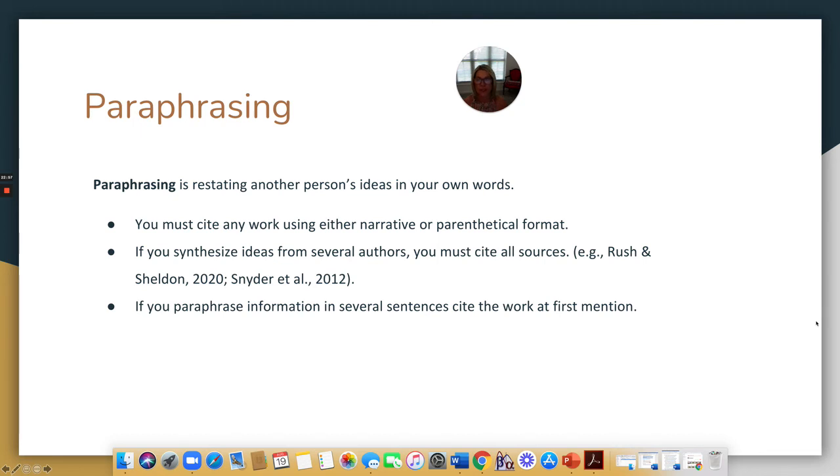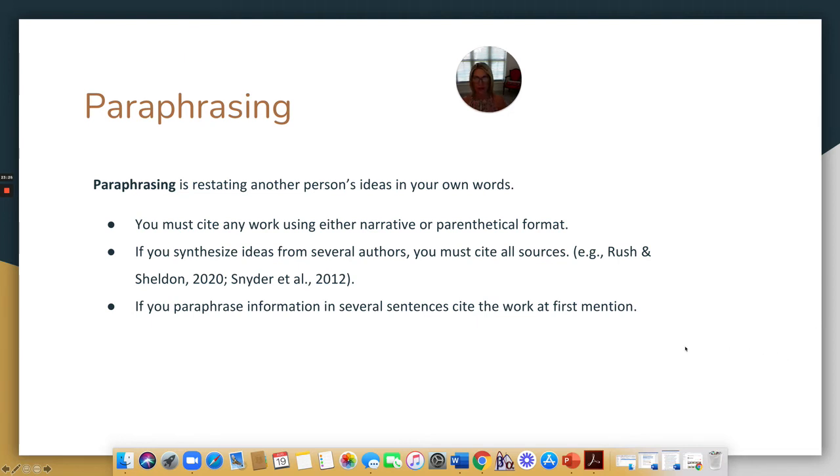Even when you synthesize ideas from several authors, you must cite all of those sources. So an example would be here, like the Rush and Sheldon and the date of their publication, followed by another author, Snyder, or another group of authors, Snyder et al., and the date. So say I synthesized several ideas from a couple of papers that I've read, I need to be sure that I cite them in the body of my paper.